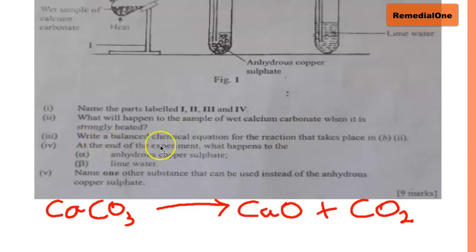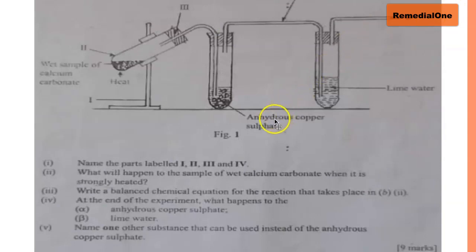At the end of the experiment, what happens to the anhydrous copper sulfate? So this is the anhydrous copper sulfate. Let's go back to the diagram again. This is the anhydrous copper sulfate. So you see, when you heat the wet sample of calcium carbonate, in the first place it will lose water. So water will escape in the form of water vapor. And then when this water vapor passes through the delivery tube and enters this test tube containing anhydrous copper sulfate, the anhydrous copper sulfate will change color. In fact, the anhydrous copper sulfate is white in color. That's the anhydrous one. It is white in color.